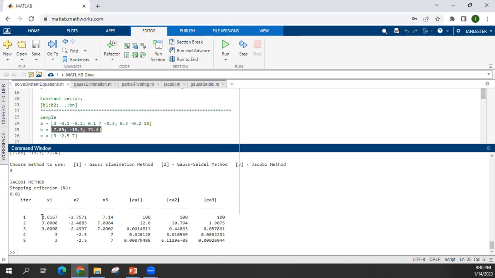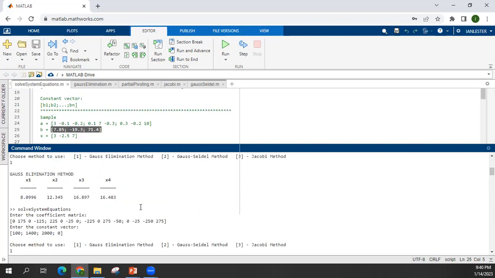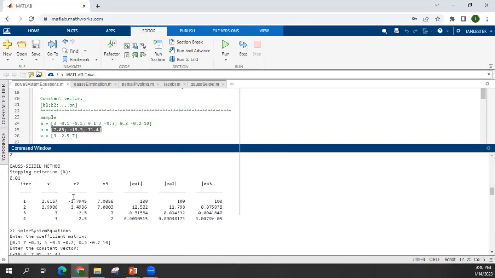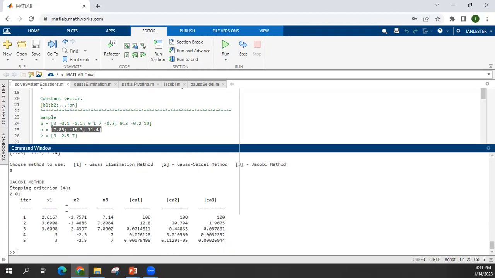As you can also notice, they have different values during the first, second, and third iterations. That's because in Jacobi the updated value is not immediately used, as compared to Gauss-Seidel. For example, it's 2.6167, then 7.14, then negative 2.7571. If you check with Gauss-Seidel, it was 7.14 but here it is 7.0056. It's 2.9906, but for Jacobi, it's 3.008. It's because it's not immediately using the updated values.